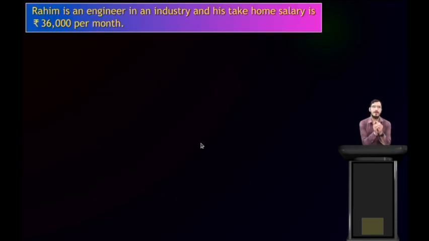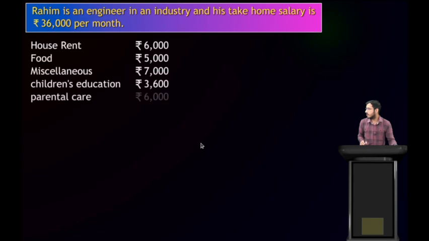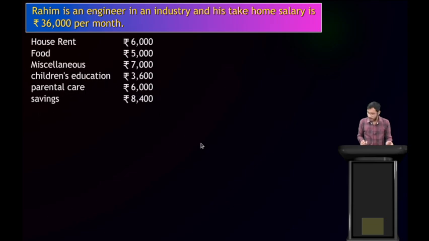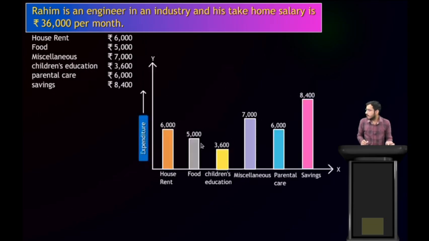Now I have one more example. Rahim is an engineer in an industry, and his take home salary is 36,000 rupees per month. His expenditure includes house rent, food, miscellaneous, children's education, parental care and savings. You can see here 6,000, 5,000, and miscellaneous 7,000, along with children's education, parental care and savings.